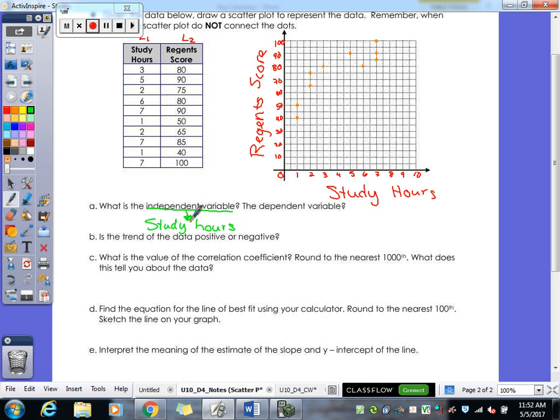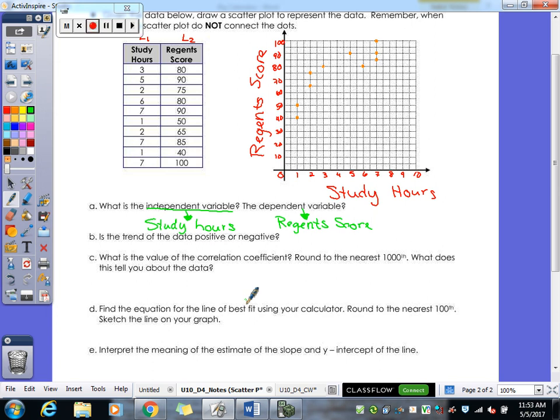Remember, the independent variable is generally the one that can be controlled by the person. You control how many hours you study. So therefore, our dependent variable would be your Regents score. Your score on the Regents depends on how many hours you study for. Looking at our graph there, are you going to get a good score if you study for very few hours? No. The more you study, the better you're going to do.